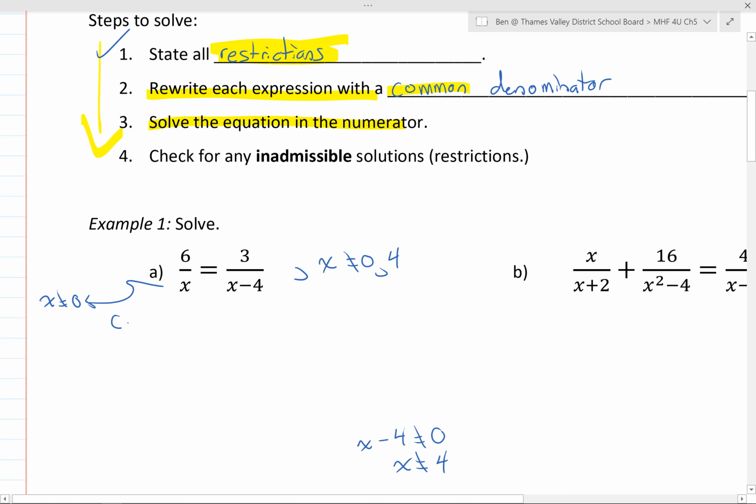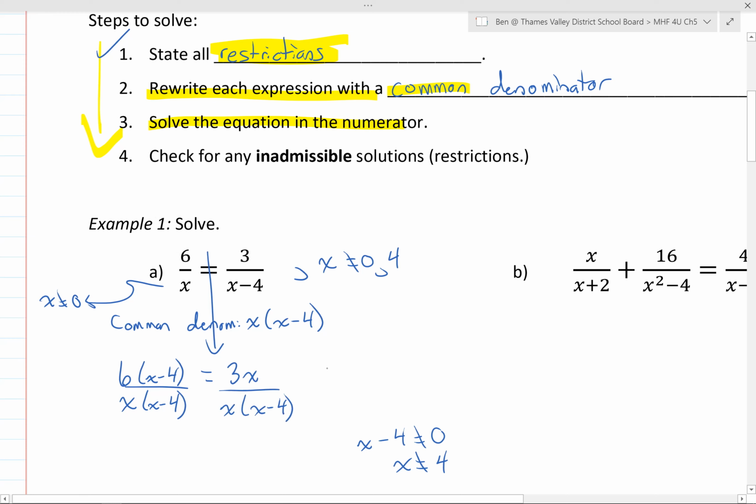Well, I have x over here, x minus 4, so my common denominator, nice and easy. Maybe I can even write that down here. Common denominator is x times x minus 4. Okay, so I can work right down from here, and I can multiply my left-hand side by x minus 4. Sorry, I'm multiplying it by x minus 4 over x minus 4, right? 6 times x minus 4. Multiply my right-hand side by an x, so that's 3x divided by x times x minus 4.